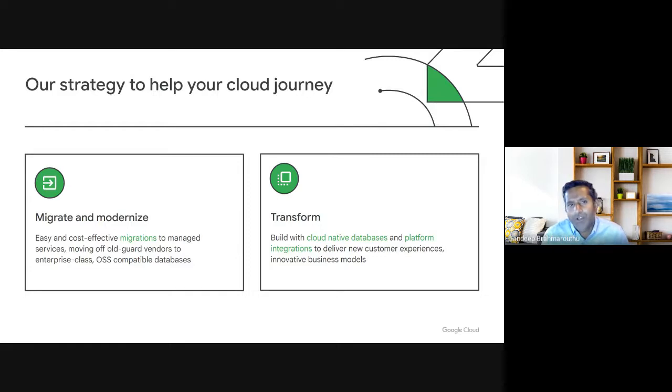Google can also help our customers transform by helping them build cloud native applications with our cloud native database solutions, with the right level of platform integrations to deliver newer experiences and innovative business models. So really, depending on what the application is doing on-prem today and what the future state is that the customers desire, there are multiple ways we can help our customers achieve their respective goals and objectives.